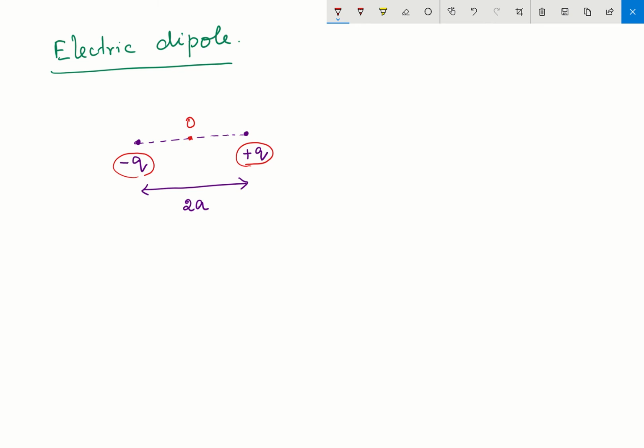Here equal and opposite charges are there. The total charge of a dipole, what is that? Therefore you can say the total charge of the electric dipole is plus q minus q, therefore that is equal to 0.